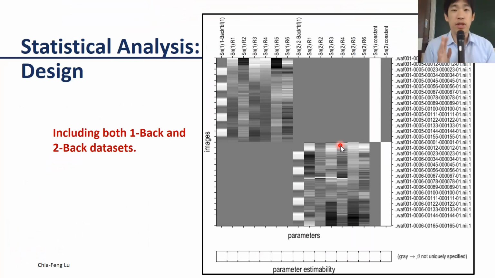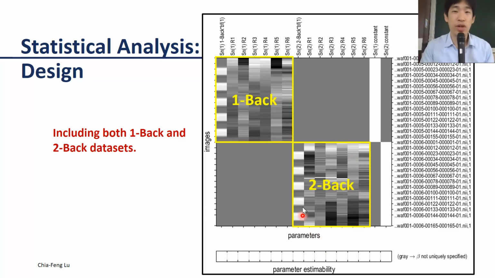Okay, so let's continue. After you finish the model construction, you should see the figure displaying on the SPM. You would have this so-called design matrix right here. As you can see, actually we have two sections. The upper left corner is for the section of the 1 back, and the lower corner is for the section of the 2 back right here. Okay, so you can see there are two different sections pulled together.